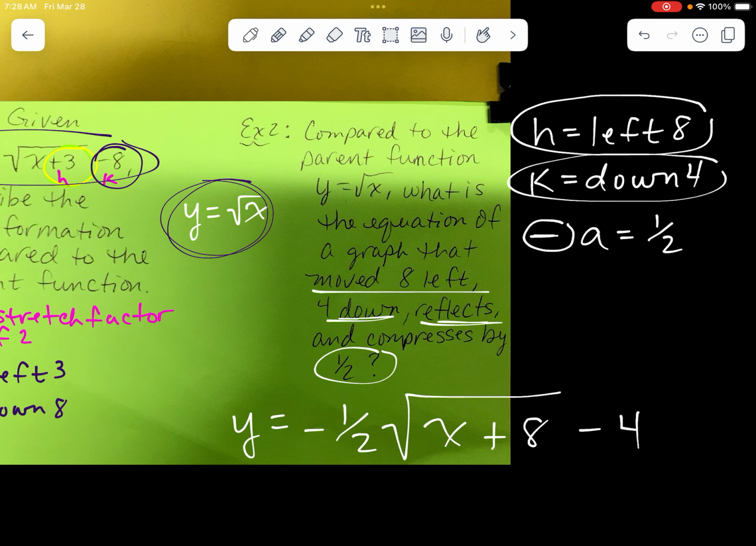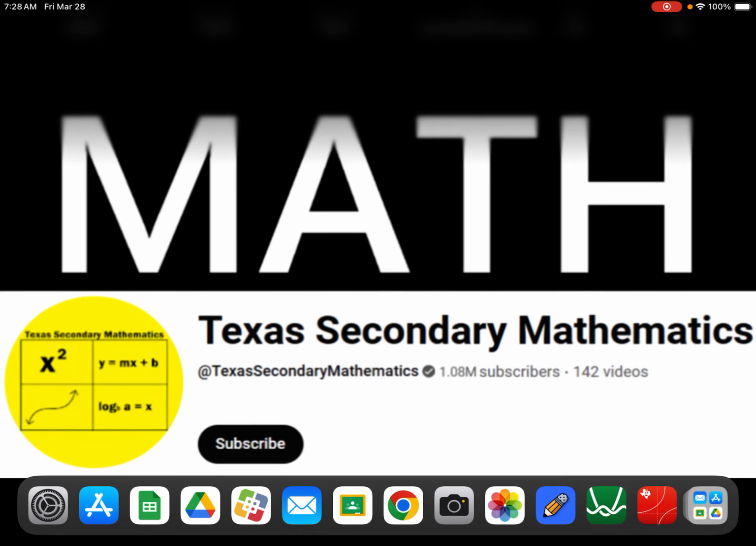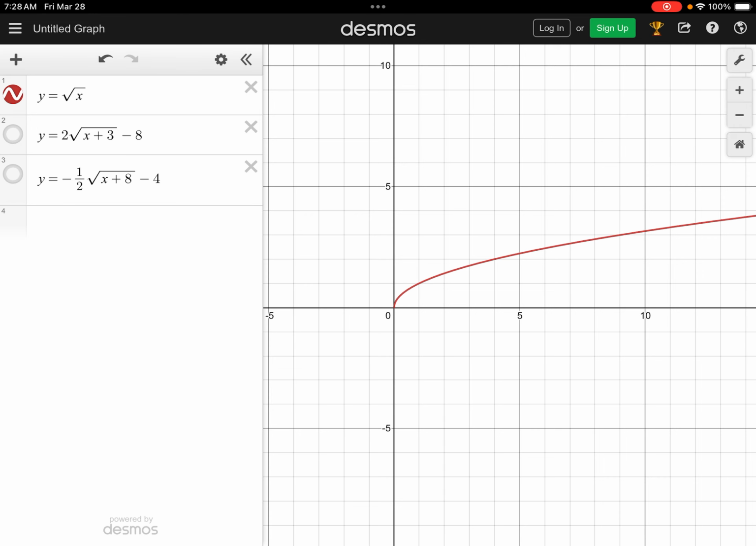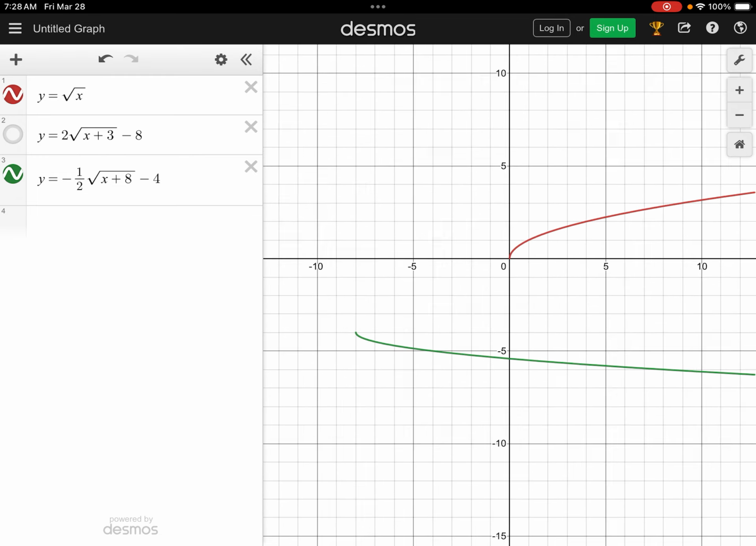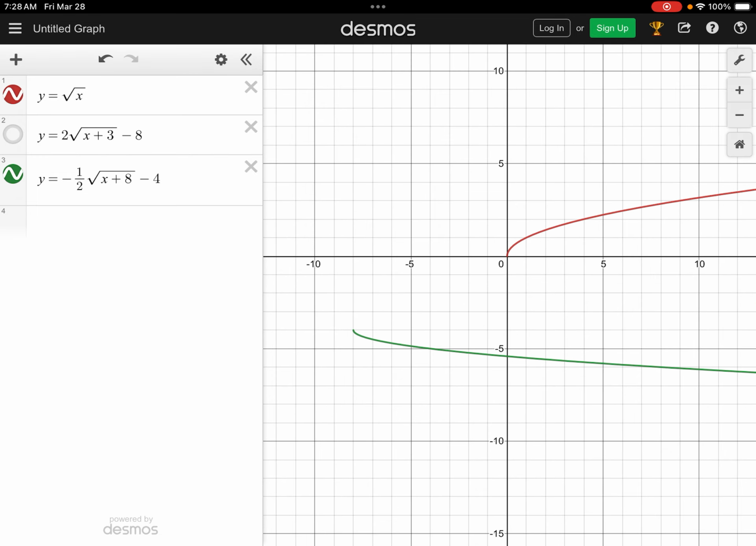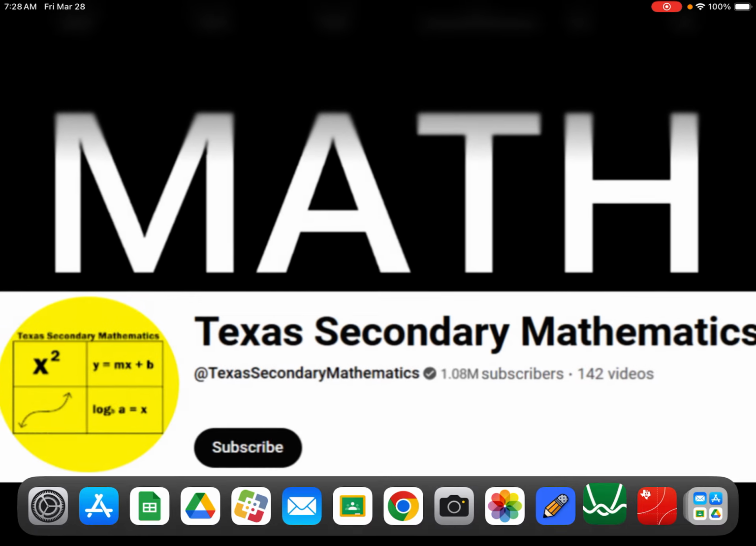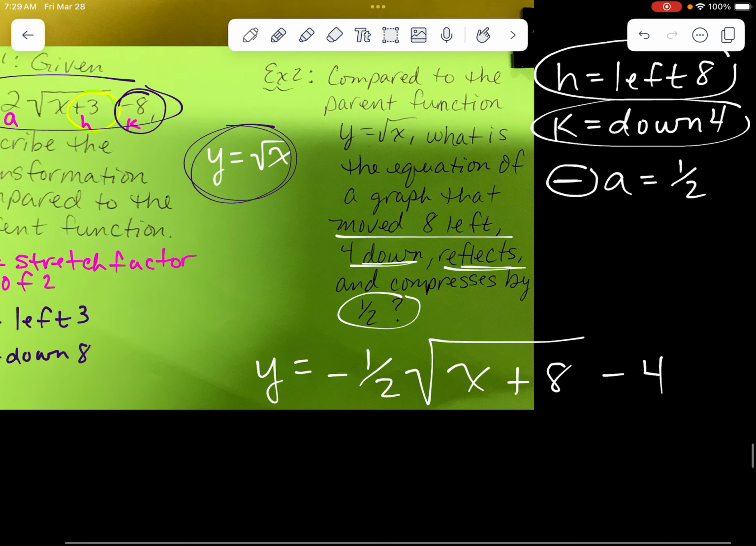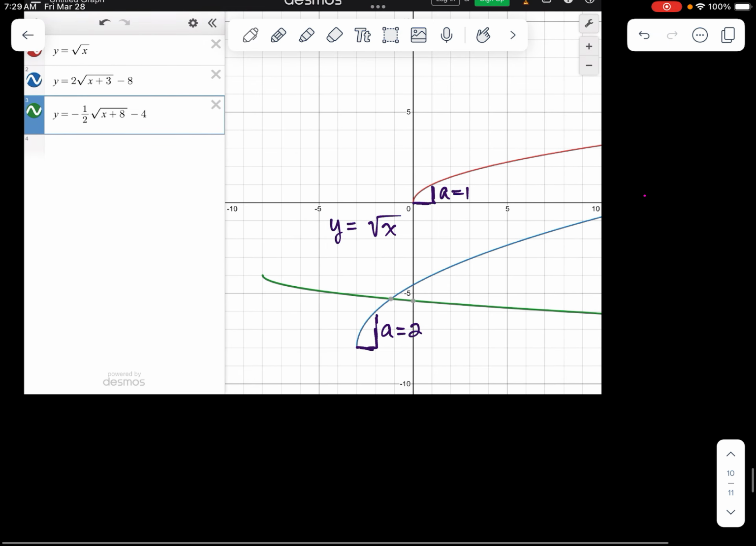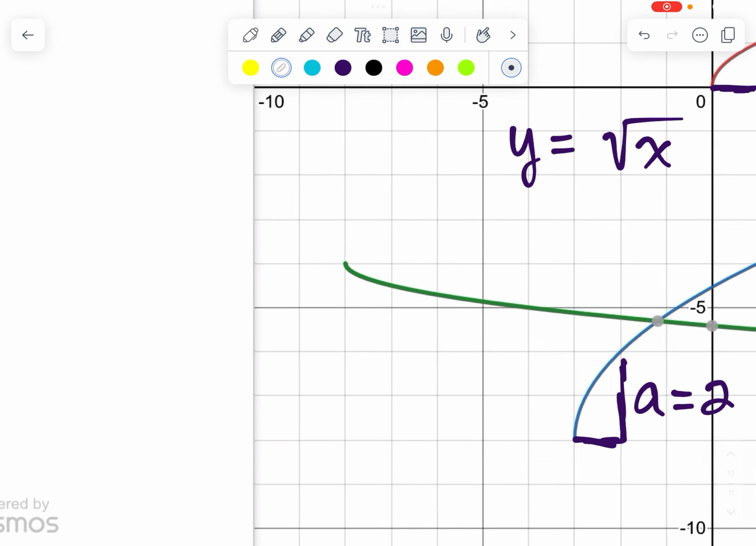And if you're doing multiple choice or taking a test, you could take those and plug them in. This is what it would look like here. So I have my parent function in red. This is my transformed equation. See how it's flipped upside down? That's the reflection. It went to the left 8 and down 4, but what about the 1/2? How do we calculate the 1/2? Well, we looked at that earlier. If I look at my green graph, I'm going to do the over 1 up or down method. So I go over 1, and notice I'm only going down 1/2.